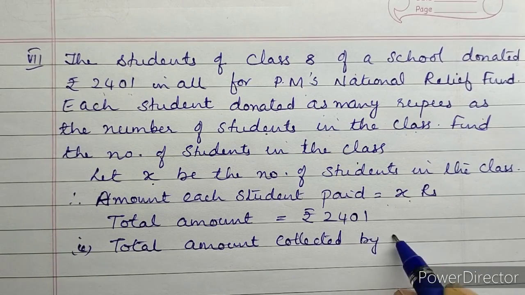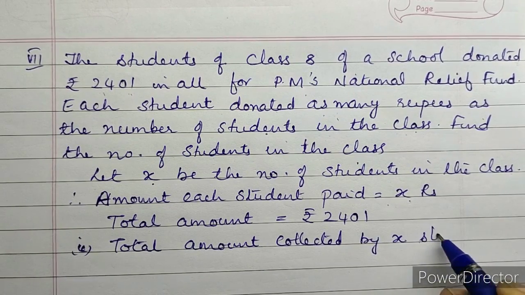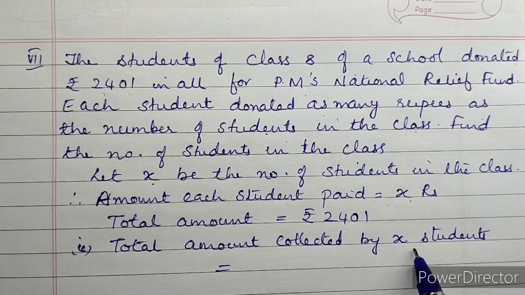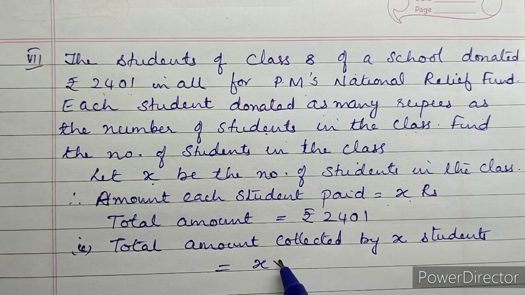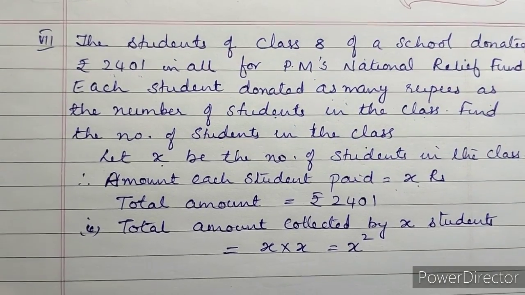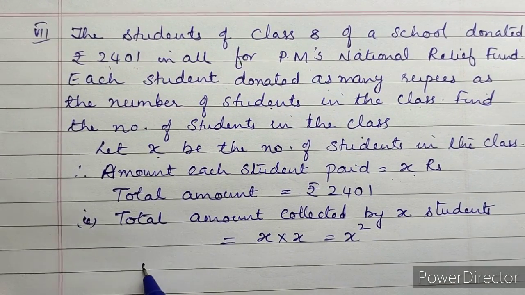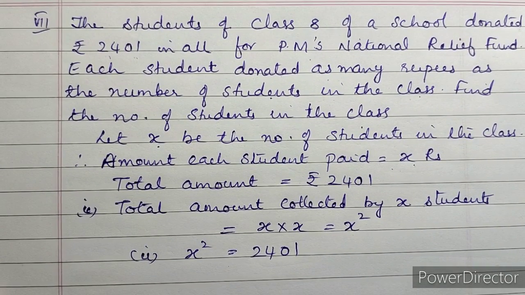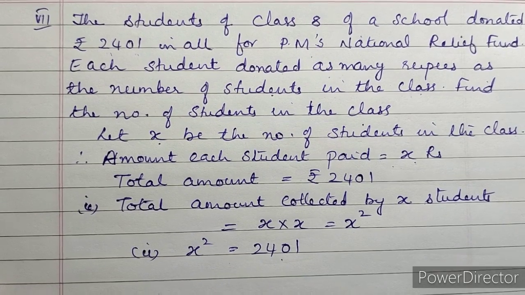That is the total amount collected by x students, each student x rupees. So x into x, or you can write x square. That amount is already given, so x square is equal to 2401. Now you can do it. See, the square of a number is 2401.